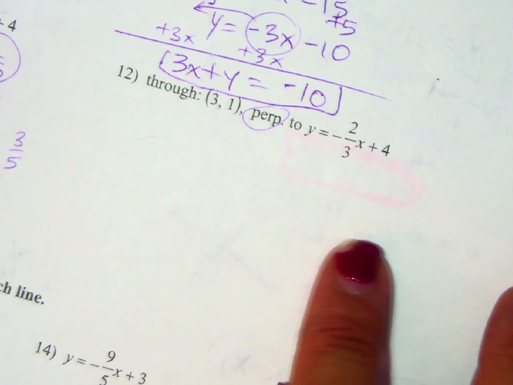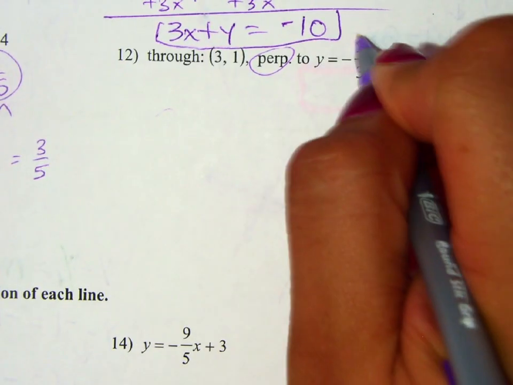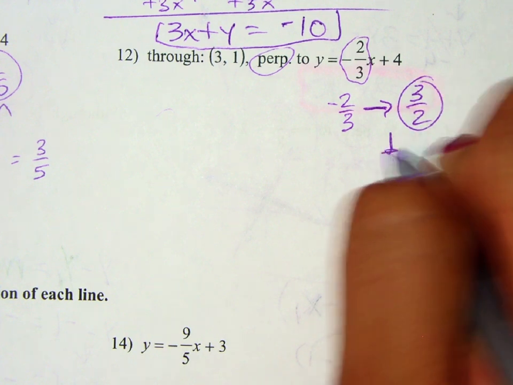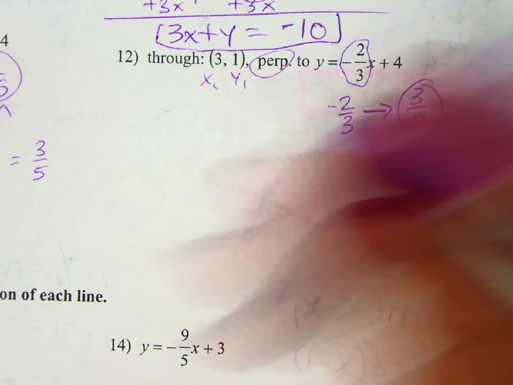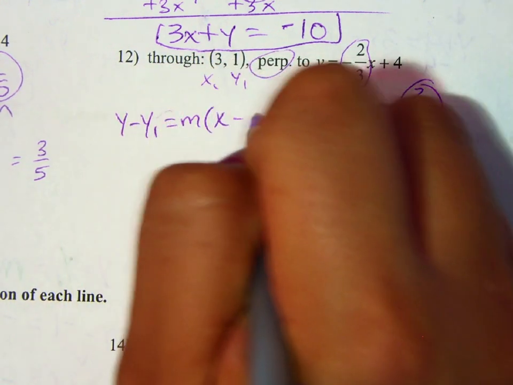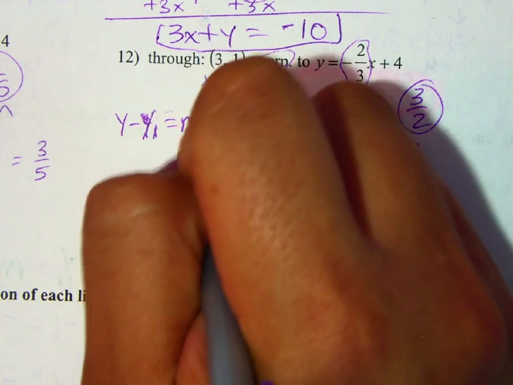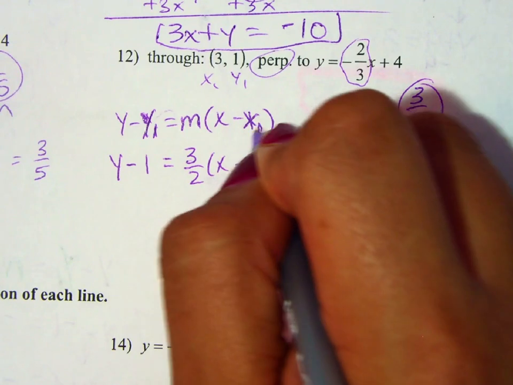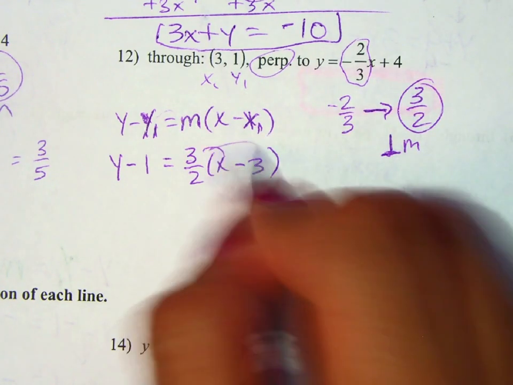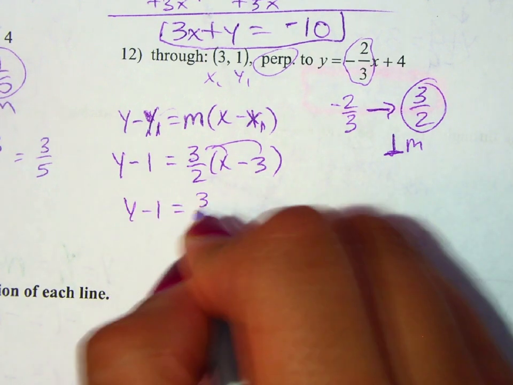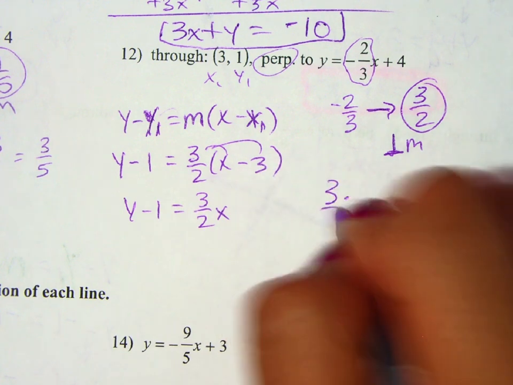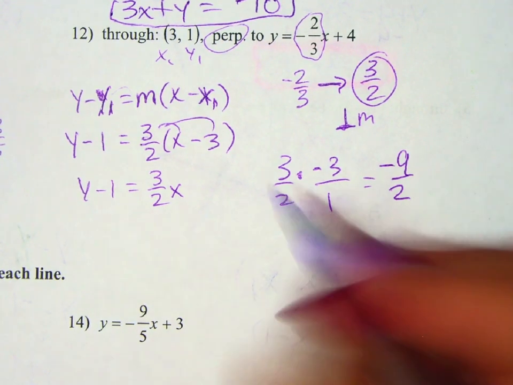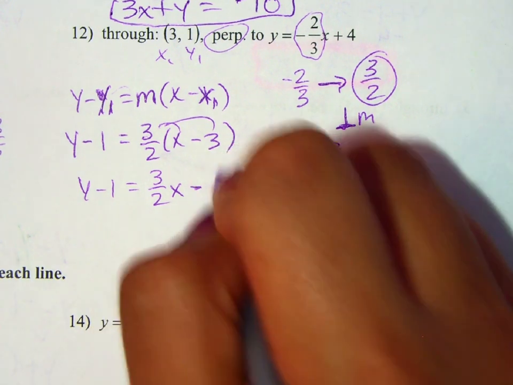Let's try this last example. We're going to do perpendicular to negative 2/3. So if right now you have negative 2/3, this is going to become positive 3/2. That's the perpendicular slope. x1, y1. y minus y1 equals m(x minus x1). We're going to substitute the y's and the m's and the x's. So y minus 1 equals 3/2 times x minus 3. We distribute and we end up with y minus 1 equals 3/2 x, and then 3/2 times negative 3. That's going to result in negative 9/2. Multiply straight across. So that's going to be minus 9/2.